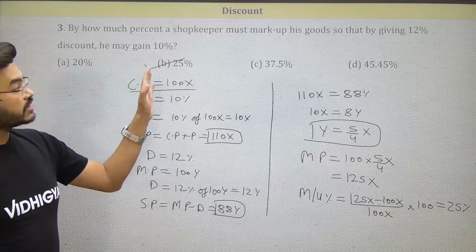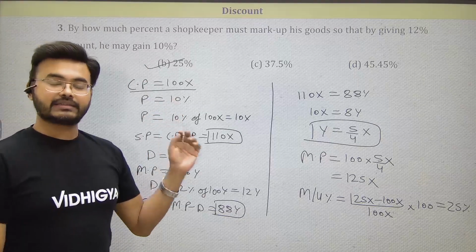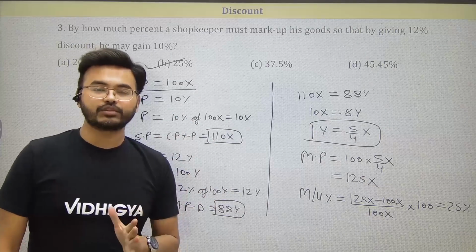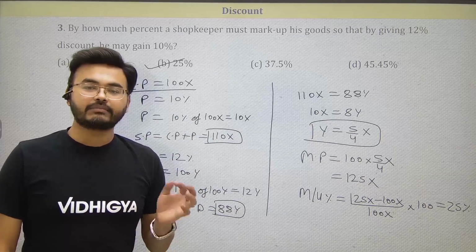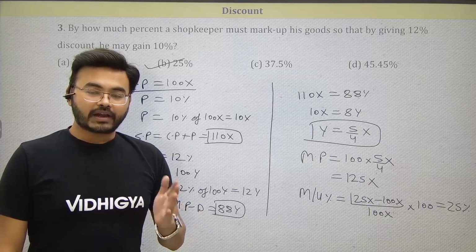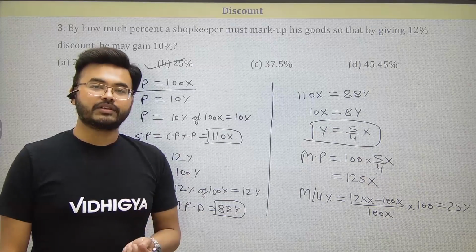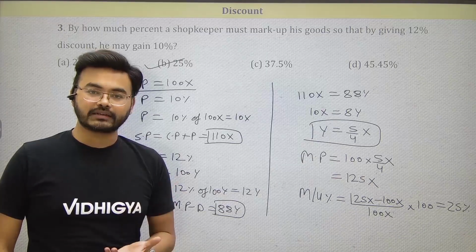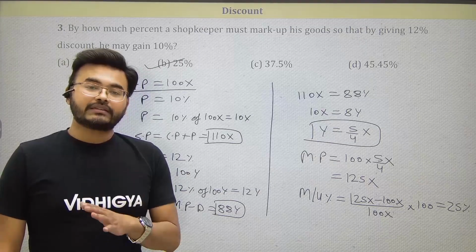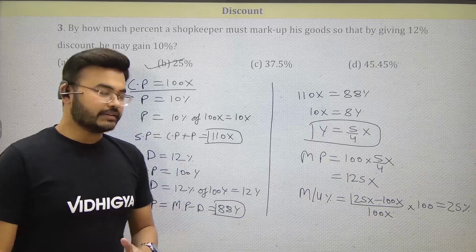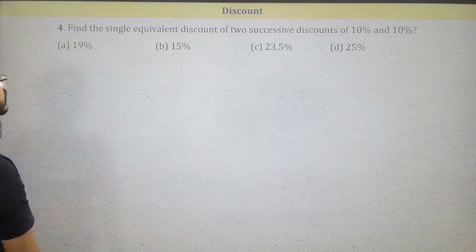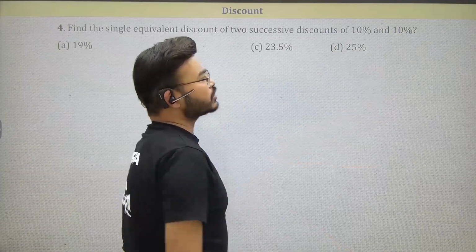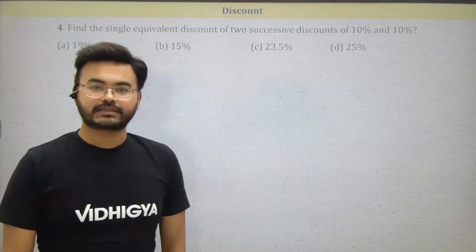Again, this question is very important to understand the concept of markup percent. Please don't get confused between markup price and the marked price. Markup price is the price by which you increase the amount of an article to get the marked price. Okay. Next question. Find the single equivalent discount of two successive discounts of 10% and 10%.